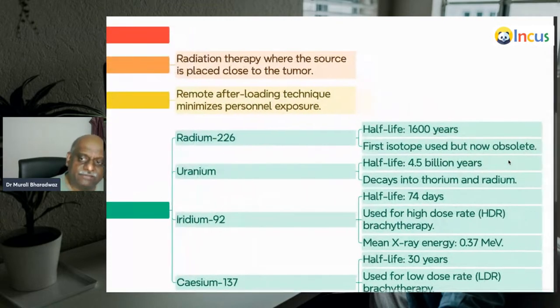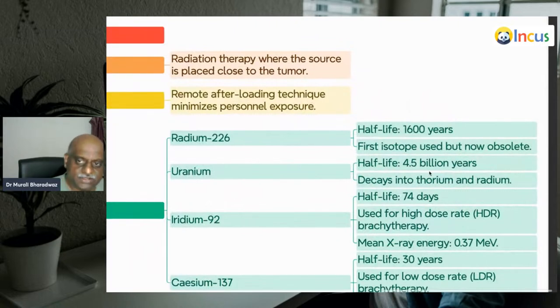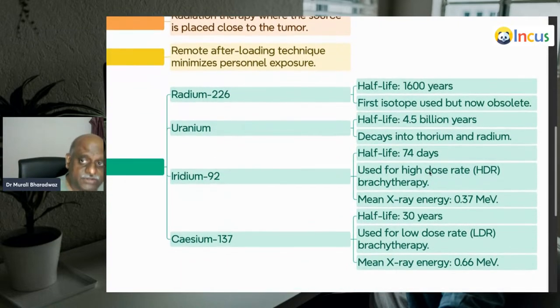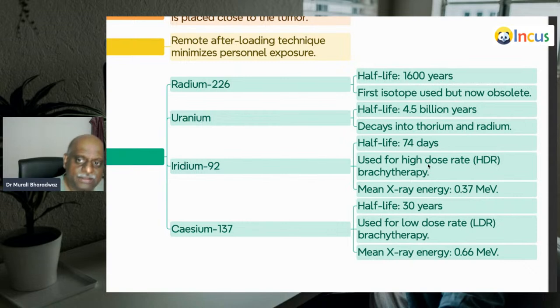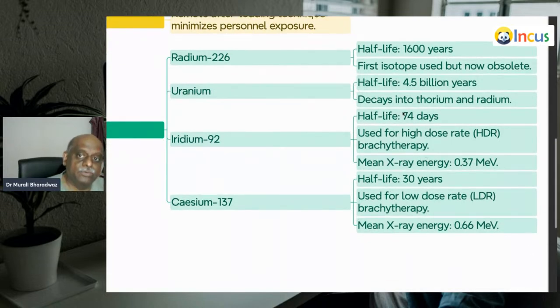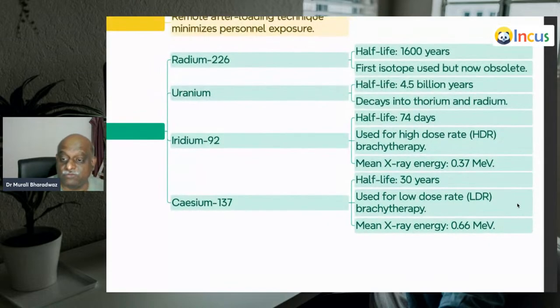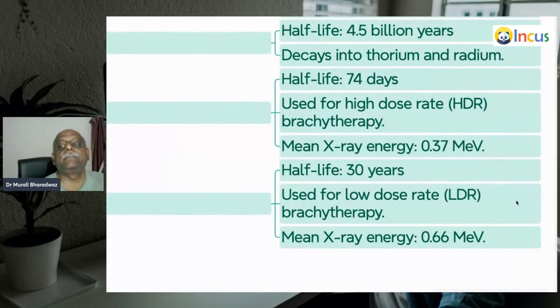What are their half-lives? Radium-226, half-life is 1600 years, the first isotope used, but now obsolete. Iridium-192, half-life is 74 days and used for high-dose rate brachytherapy. Whereas cesium-137 is the one which is used for low-dose rate brachytherapy.